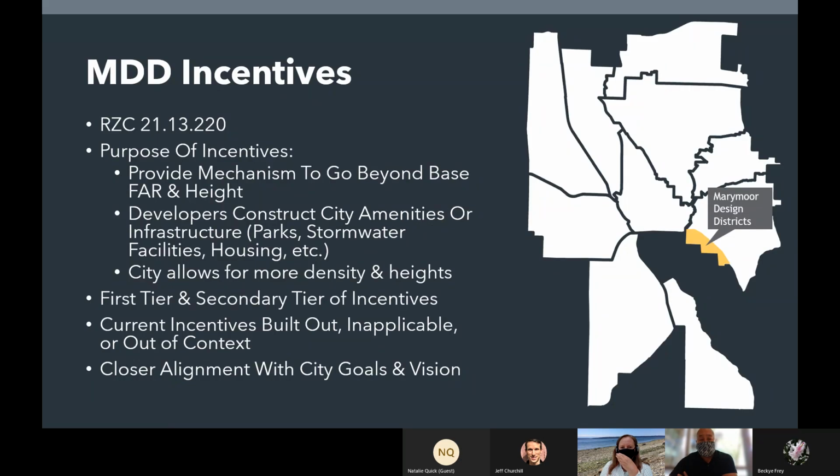Next up is the MDD incentives. The reasoning for having these incentives is the exact same reasoning as for the Overlake Village. Again, they are the provided mechanism to go above and beyond the FAR height, while also getting amenities for the city and its residents. Just like the OV, we have a first tier and a secondary tier of incentives. The reasoning for changing this is because the incentives have been built out, are inapplicable, or are out of context with the city's needs.